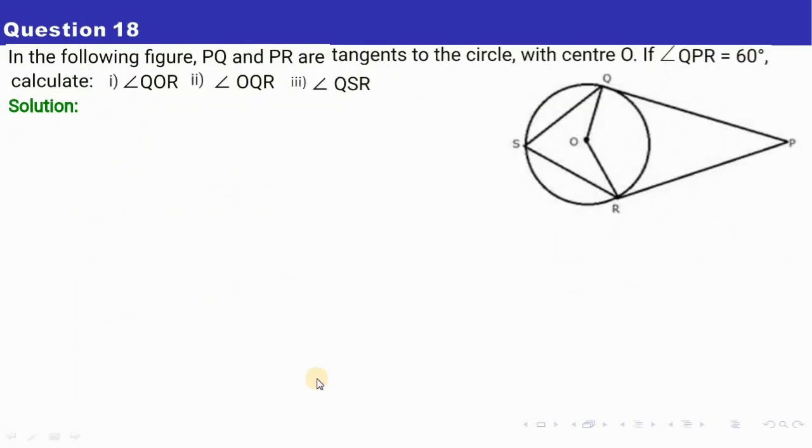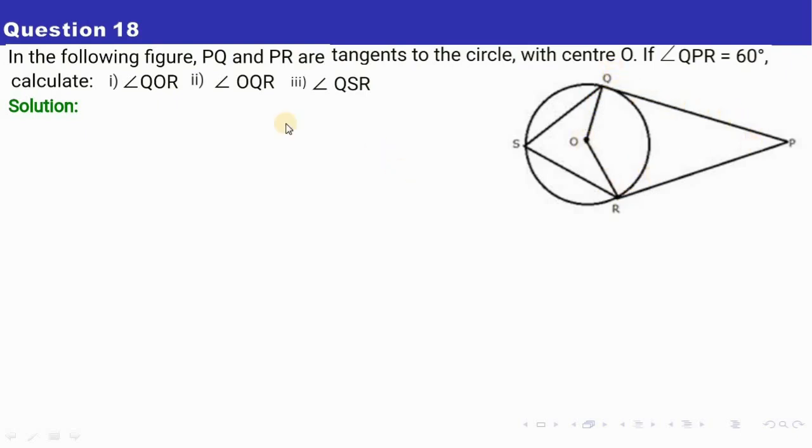Okay, let's have a look at the last question for the day, that is question number 18. So quickly let's see what is happening here. So in the following figure, PQ and PR are the tangents to the circle. So PQ and PR are tangents from an external point, which means they are equal to each other. This is going to be 90, this is also going to be 90, right? Because OR and OQ are going to be perpendicular to the tangents.